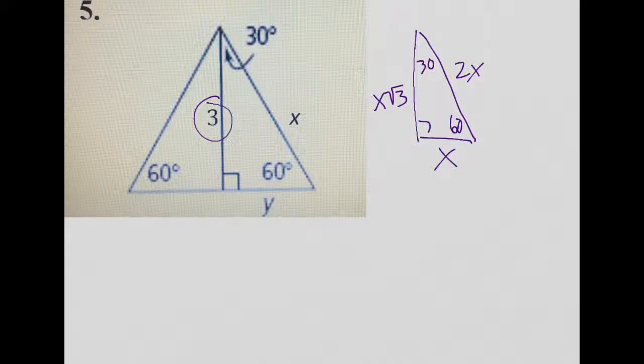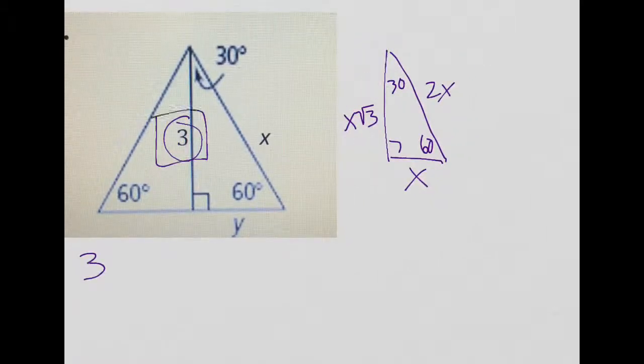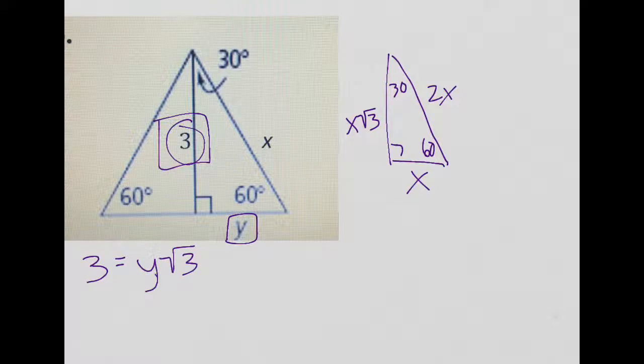So let's set up an equation. Let's say that 3, that 3 right there, equals x times the square root of 3. And that will let us find that value down there. So I guess if I'm doing that, I should stay consistent here, and I should write that as y, because on our triangle that is labeled as y, the side opposite of the 30-degree angle.